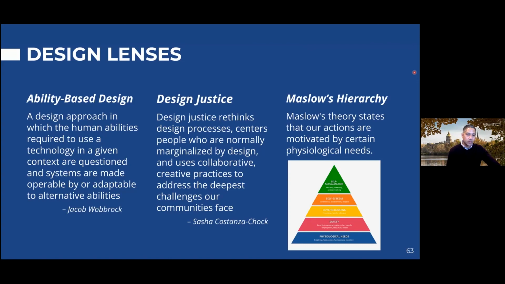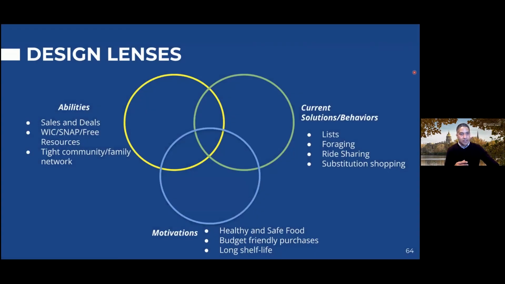And finally, we're probably mostly familiar with Maslow's hierarchy, which is about motivation and what motivates people. People are motivated by physiological basic needs and moving up to these more abstract needs. So as we think about our designs, we want to look at our design decisions from these lenses.